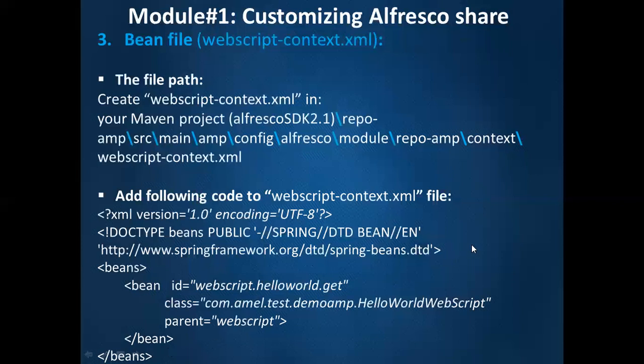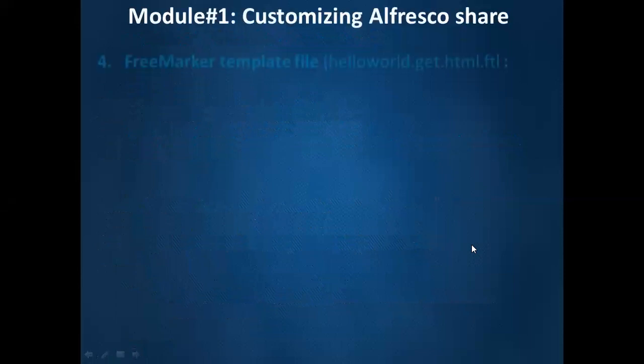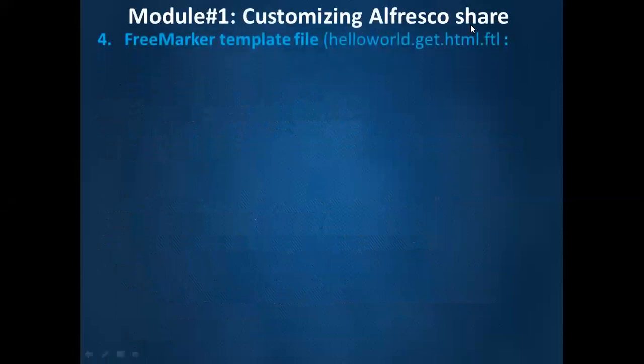The fourth file is the FreeMarker template file. The FreeMarker template file will display our message. And as we saw, the ID name for my example is hello world, so the file is helloworld.get.html.ftl.